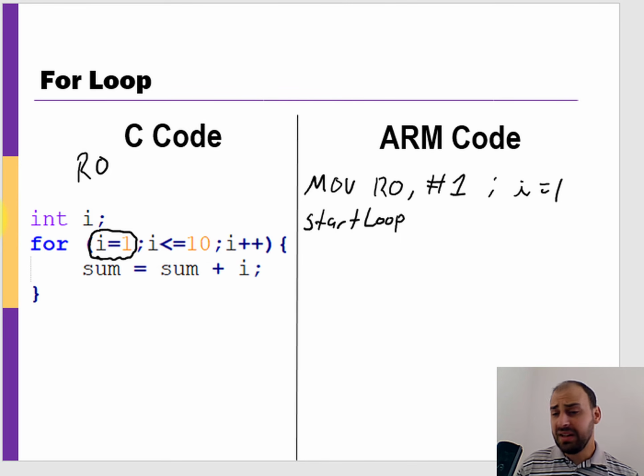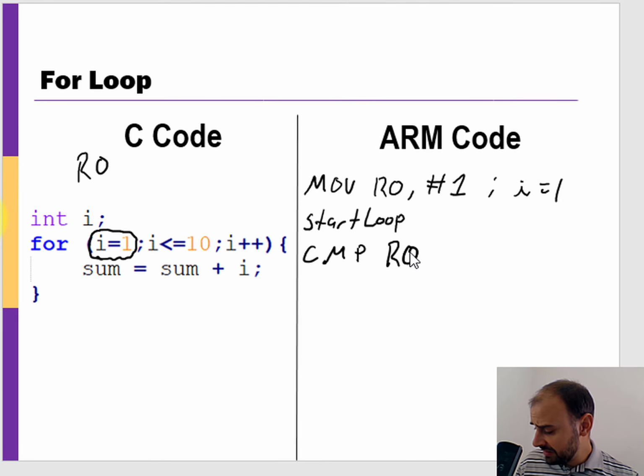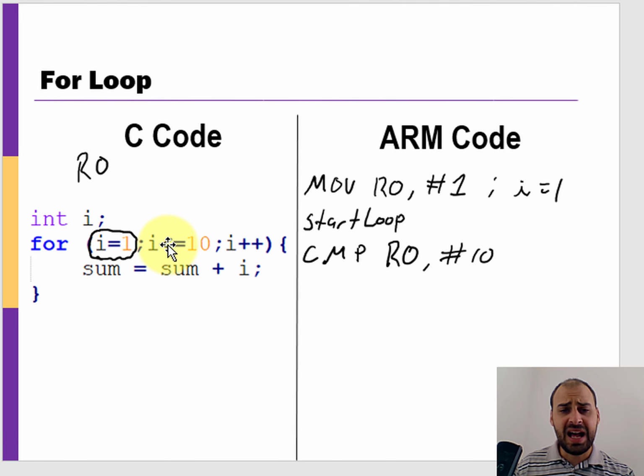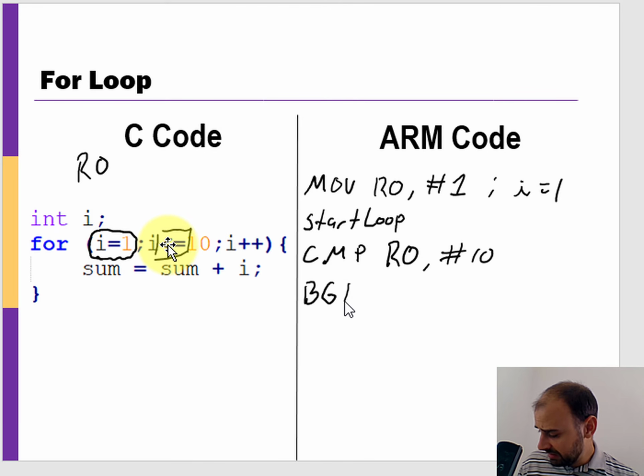Okay, so now we're ready for our comparison. We want to compare I, or R0, to 10. We want to compare the opposite of this expression here. So this is less than or equal to, so we want greater than, right? We want branch greater than, BGT, and that will determine when we're going to end the loop.